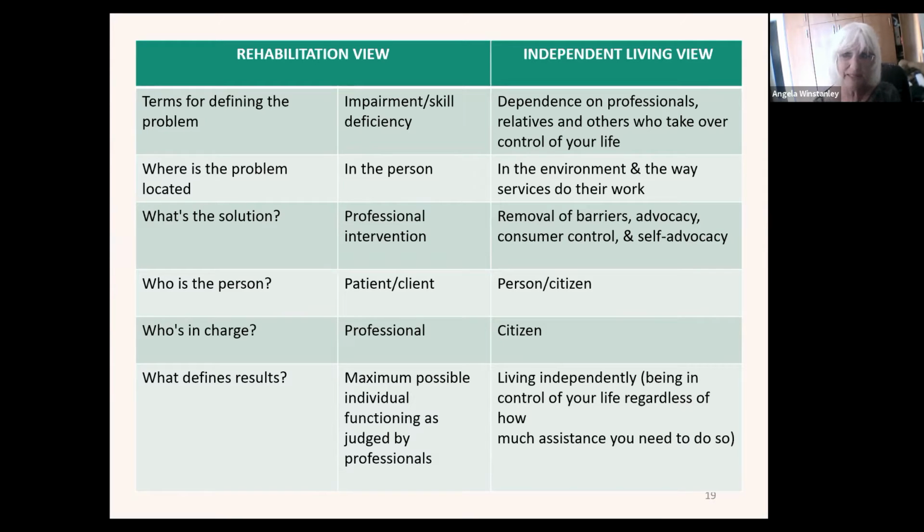Whereas if we look at the independent living view and the language there, we're looking at dependence on professionals, relatives, and others who take over control in your life. In terms of defining the problem, it is the dependence on professionals, relatives, and others. The problem is located actually in the environment and the way services do their work. The solution is the removal of barriers, advocacy, consumer control, and self-advocacy. The person is the person, or in this case, interestingly, citizen.